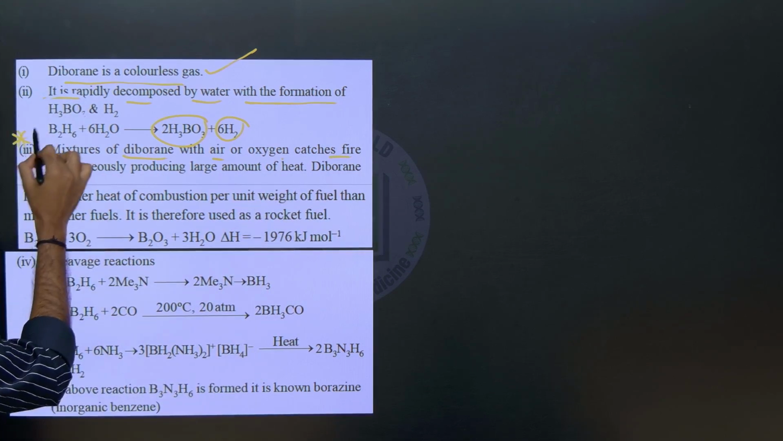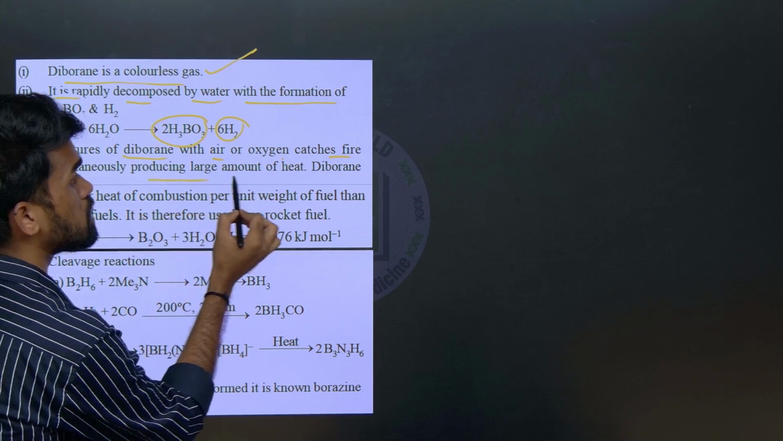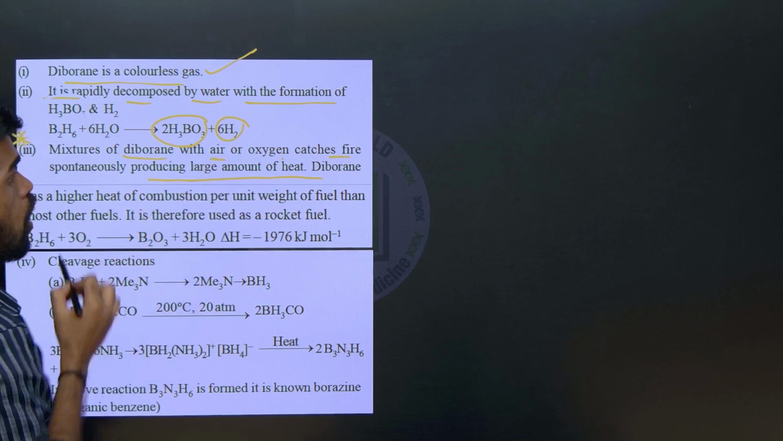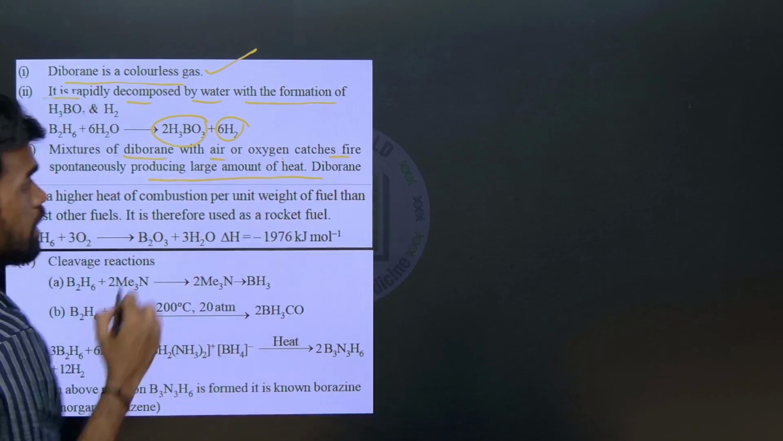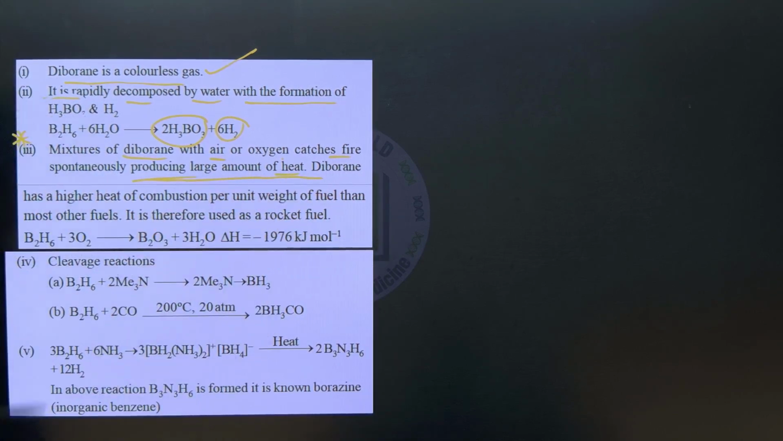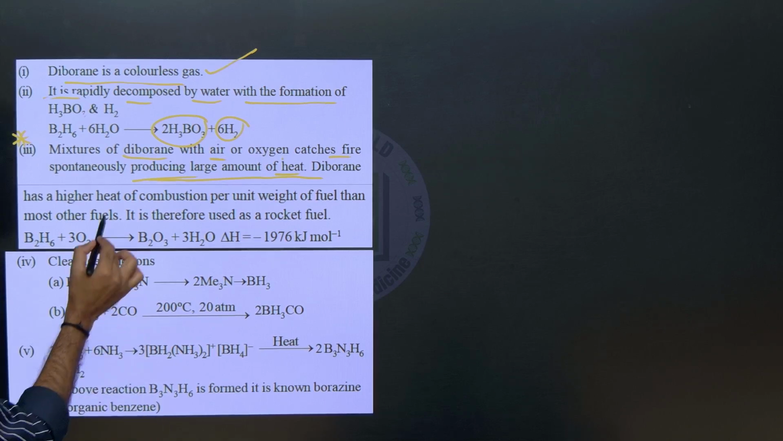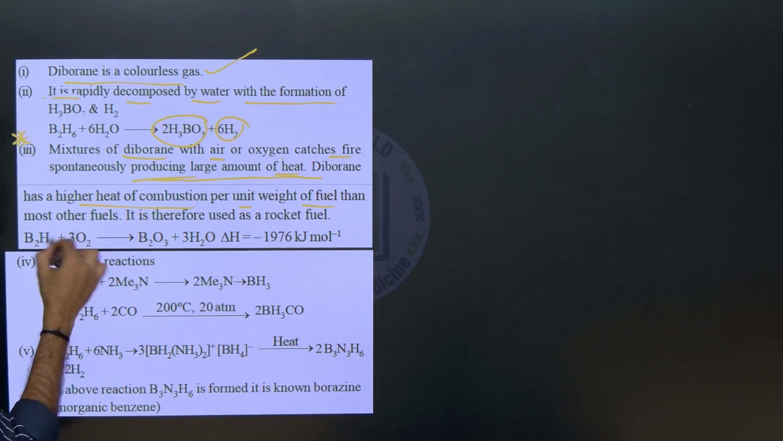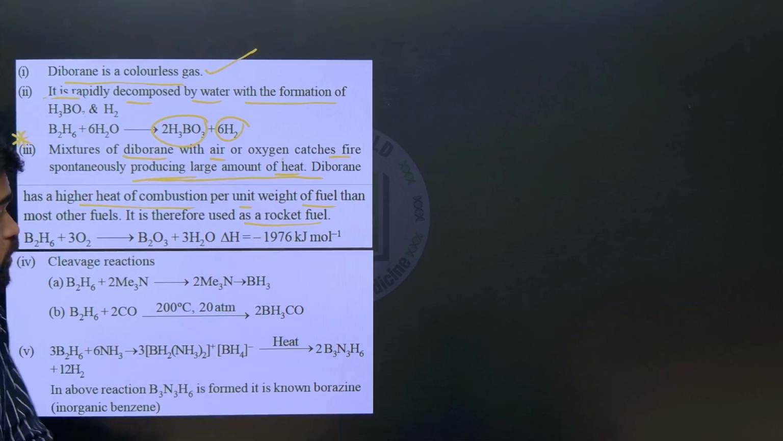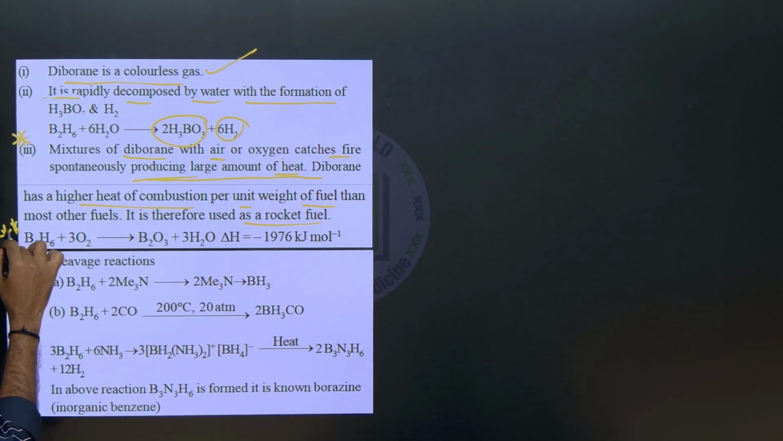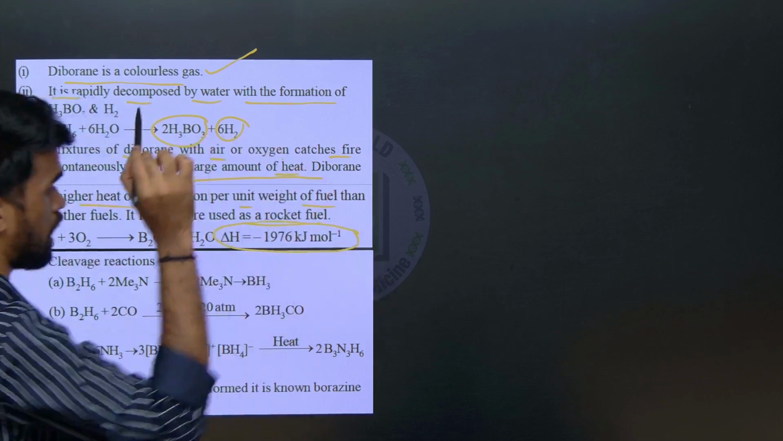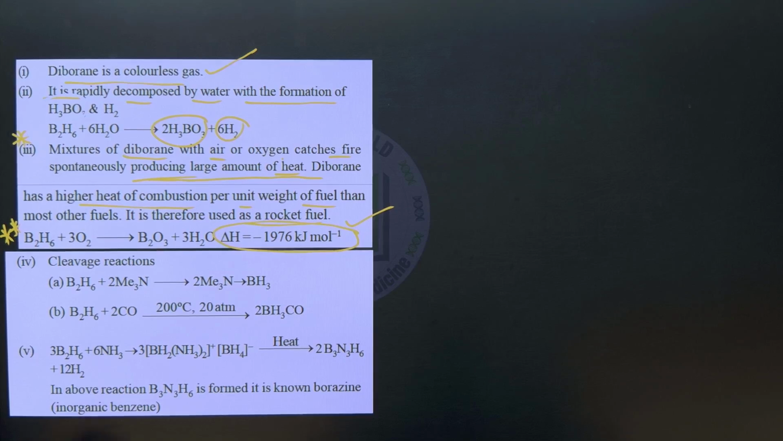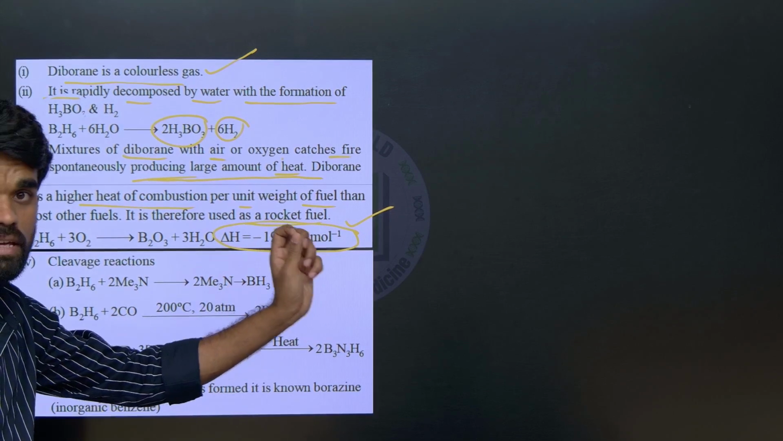Yeah, this is also a PYQ question. It produces a large amount of heat. When diborane is mixed with oxygen or air, it catches fire and produces a large amount of heat. It also has a higher heat of combustion per unit weight of fuel, therefore it is used as rocket fuel. Due to its highly exothermic reaction, due to its high calorific value, it is used as a rocket fuel also. I hope it is clear. It produces a high amount of heat, you can remember.